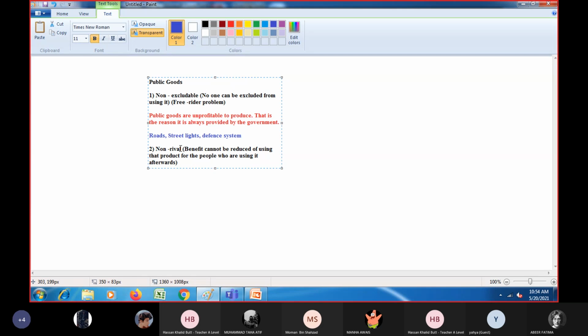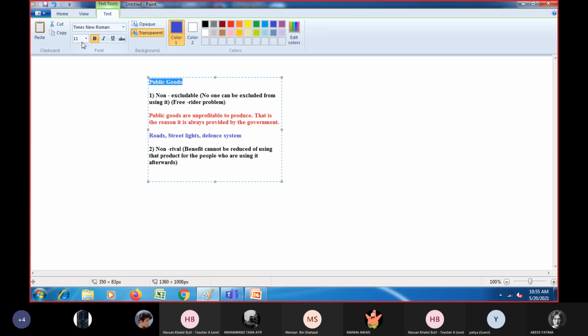Now, next is merit goods. Merit goods are also provided by the government. They can be provided by the private sector as well, but the government has to provide them. Why? Again, the reason is there, but let me write it there as well. Just a minute.